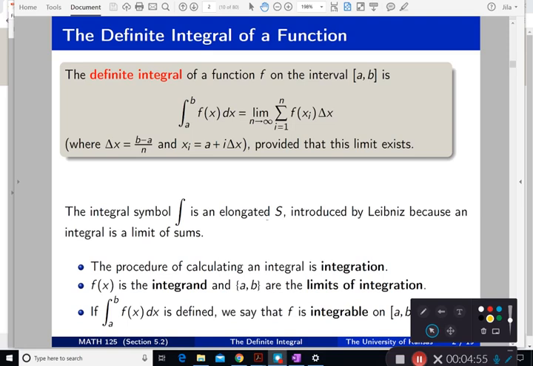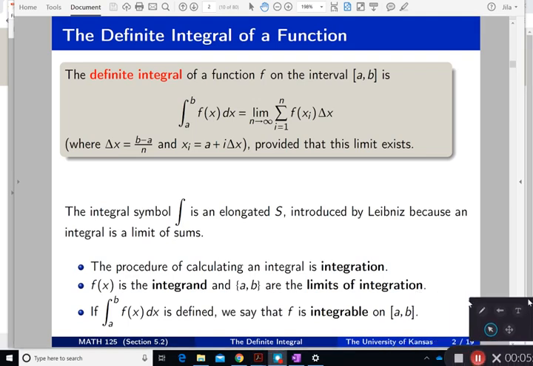Delta x is b minus a divided by n, and xi is a plus i delta x, provided that this limit exists. Sometimes this limit doesn't exist. The integral symbol, that elongated s, was introduced by Leibniz because an integral is a limit of a sum. The procedure of calculating an integral is called integration.